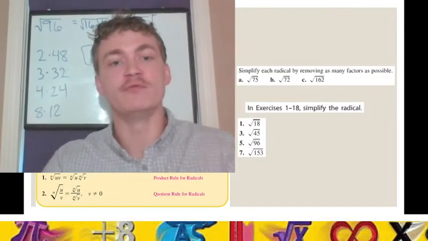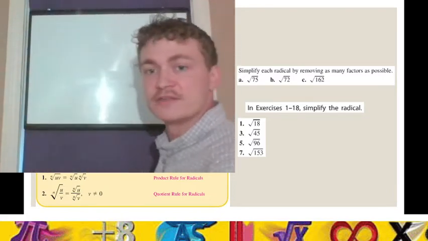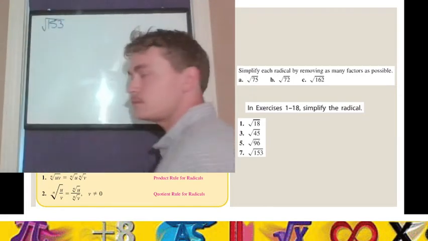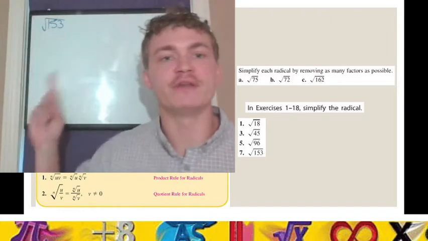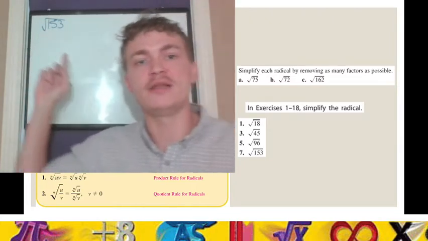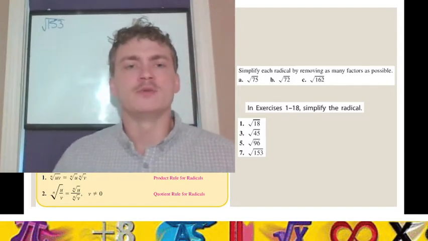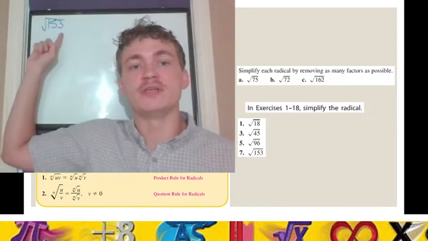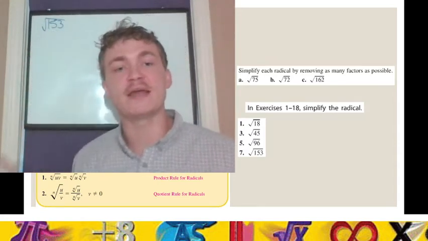And lastly here, the square root of 153. Let's think about the factors of 153. Once again, 1 multiply 153, but that's not going to help us. 2 will not divide 153, nor will any other even integers, right? Our number's odd, so our factors are going to end up being odd in this case here. So what do we think here? Can 3 divide 153? 1 plus 5 is 6, plus 3 is 9. Okay, there we go. Let's start with that.